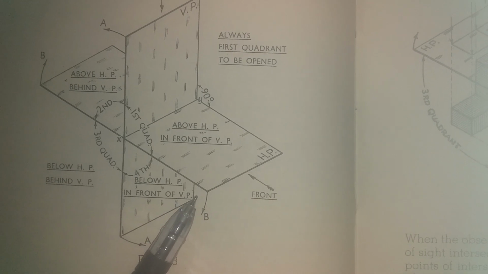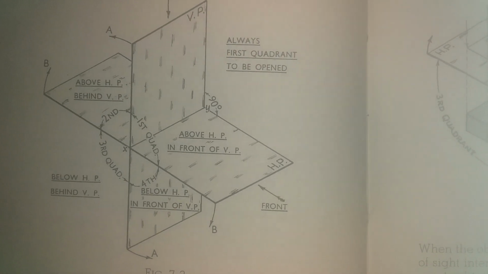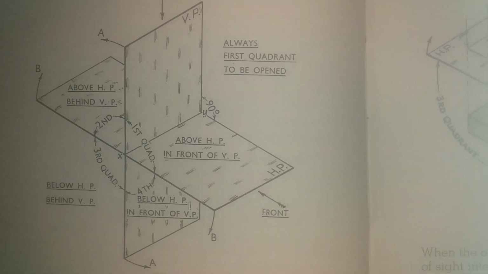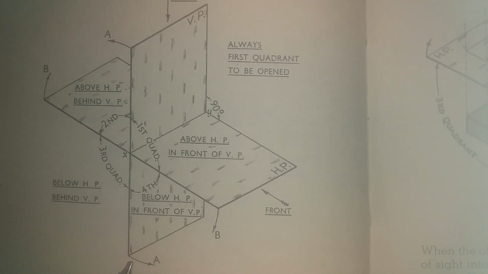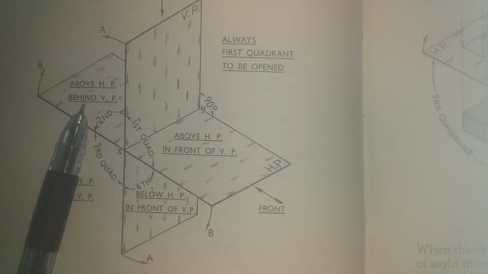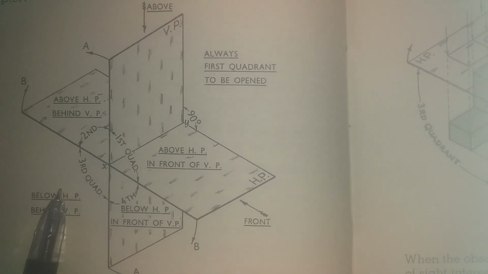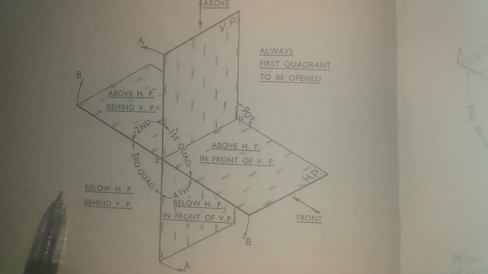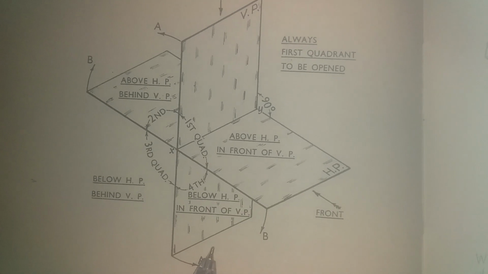Now if you extend the horizontal plane beyond the line of intersection and the vertical plane beyond the line of intersection, you get 4 quadrants. They are also called dihedral angles. So you have the first quadrant or the first angle of projection, the second quadrant or the second angle of projection, the third quadrant or the third angle of projection, and the fourth quadrant or the fourth angle of projection.